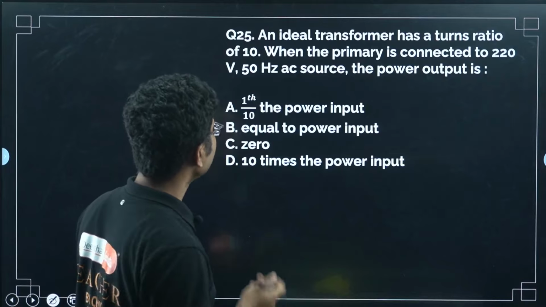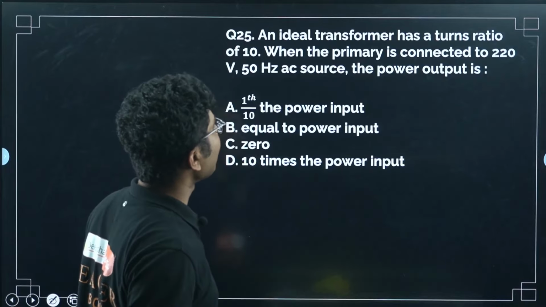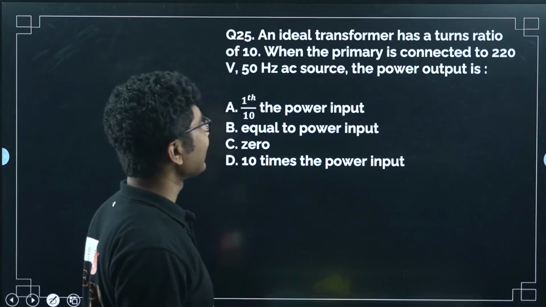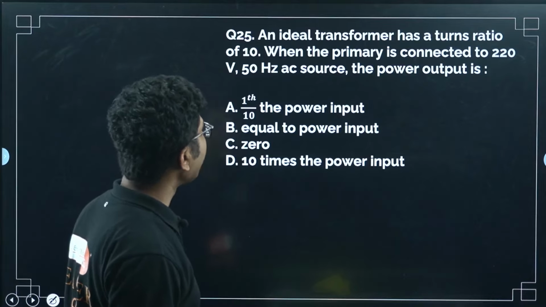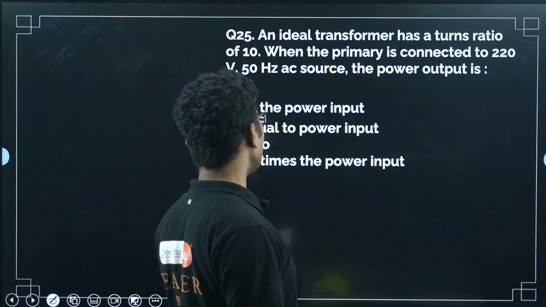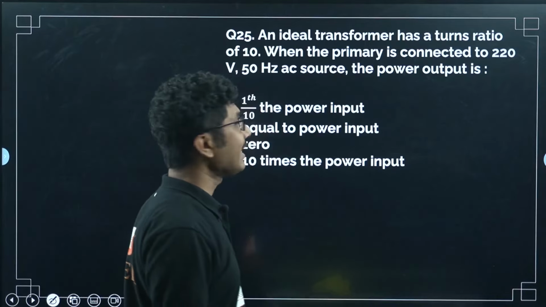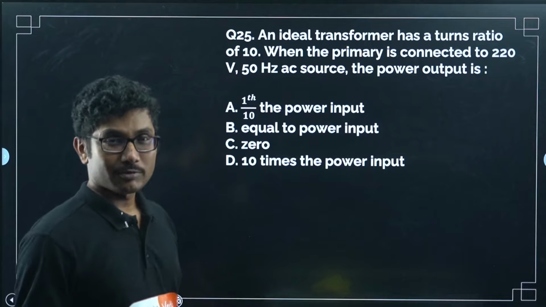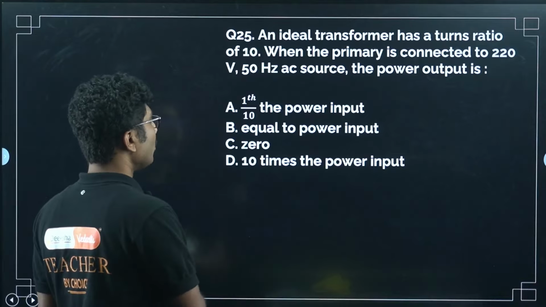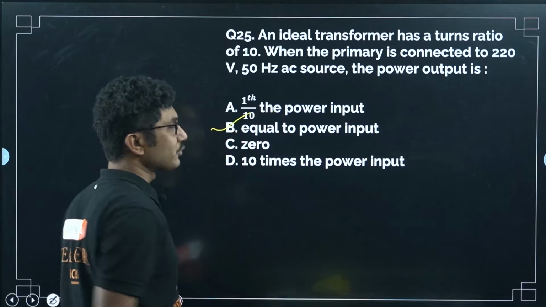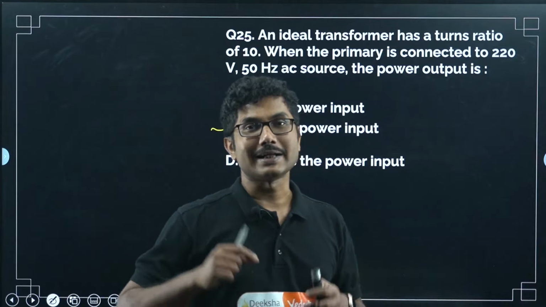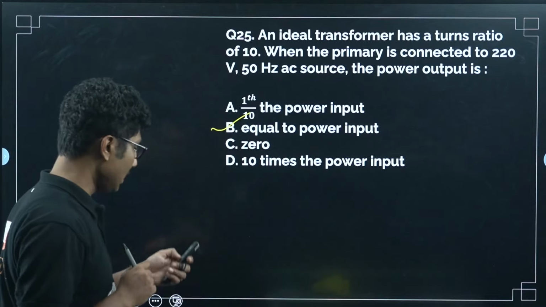Now let's move on. An ideal transformer has a turns ratio of 10 when the primary is connected to a 220 volt 50 hertz AC source. The power output is? Now we know that whenever an ideal transformer is used, the power input is equal to the power output. So output will always be equal to input as long as it's an ideal transformer.